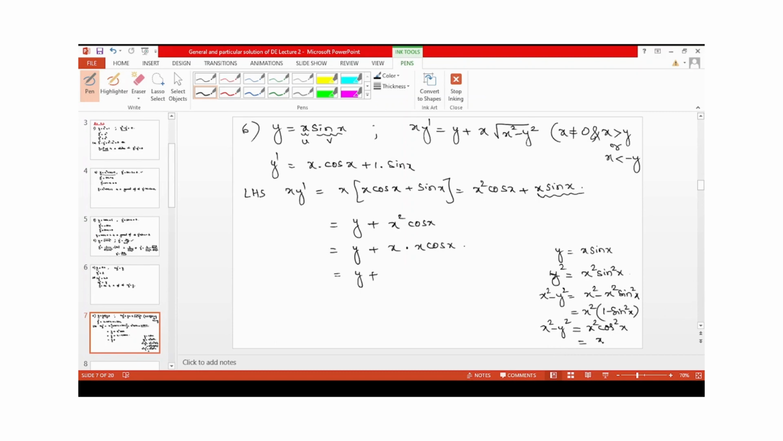Whereas x cos x we have, right? So here x cos x we have. So x cos x is nothing but square root of x square minus y square. Therefore, x into this entirely will be replaced by the square root of x square minus y square. So this is the reason I can write it like this. So again, same thing. I considered the LHS part and I got the RHS. So hence we can say that the given curve is a solution curve that satisfies the given differential equation. Okay.